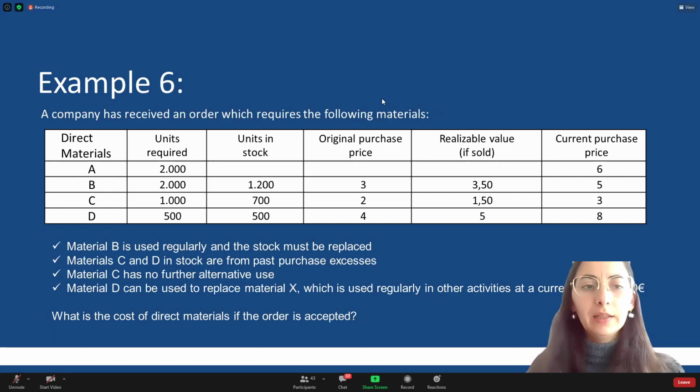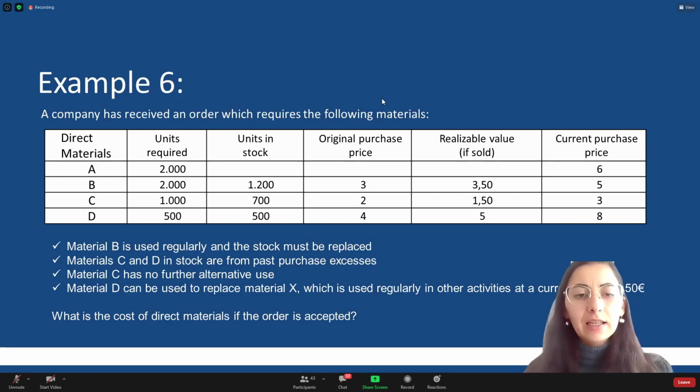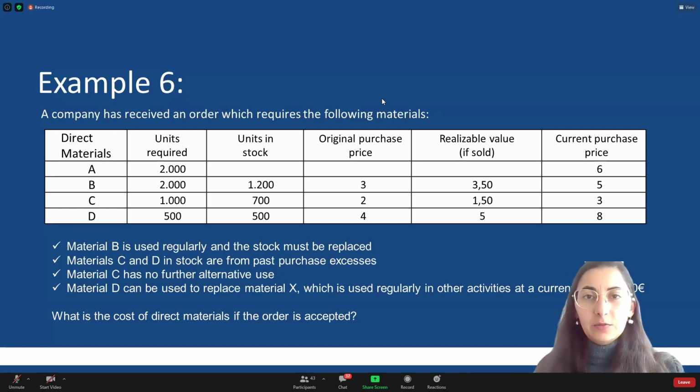So for material B, it's not just sitting there. Like material C and D, we have them in stock from past purchase excesses. But material B, we have it there because we use it normally. Okay, so it's a different nature of the stock. There isn't any opportunity cost. Exactly. For material B, it is not an excess purchase. It's not just sitting there in the warehouse doing nothing. Material B we use normally in the production. And if we want to use it for this order, we have to replace the stock.